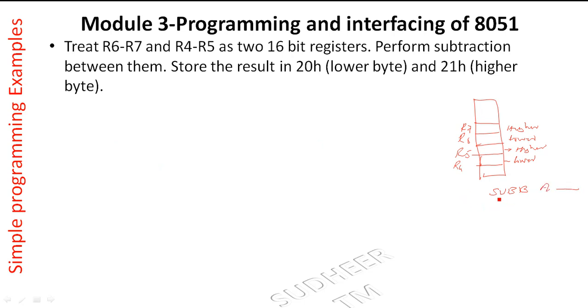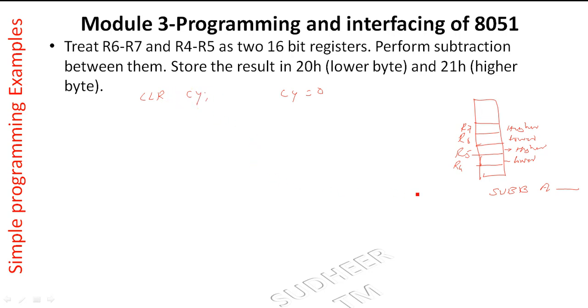Okay, so hope you remember the theory topic. SUBB will subtract carry also. So before doing the subtraction on lower bytes, we should initialize the carry to 0. So the first step in our program is CLR CY, which makes the carry flag equal to 0. This instruction is very important because if any of the instructions before made the carry flag 1, it will subtract 1 also from the lower bytes. So before that we should clear the carry flag to 0.